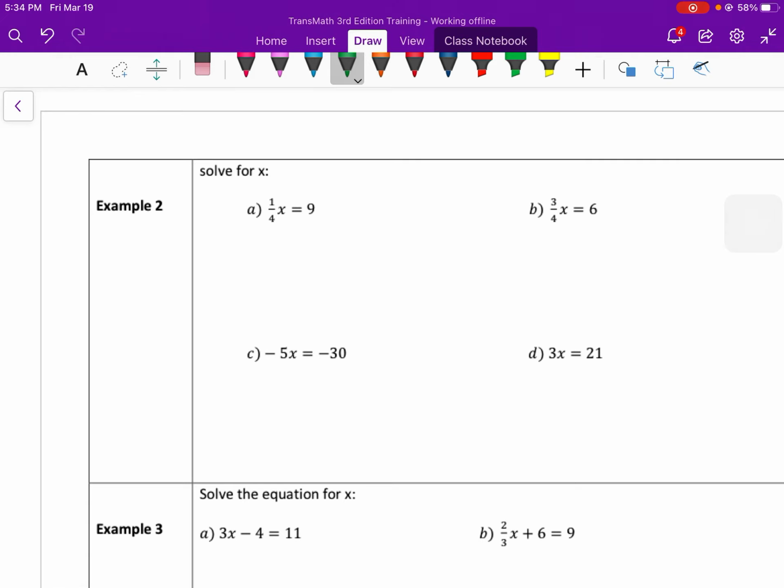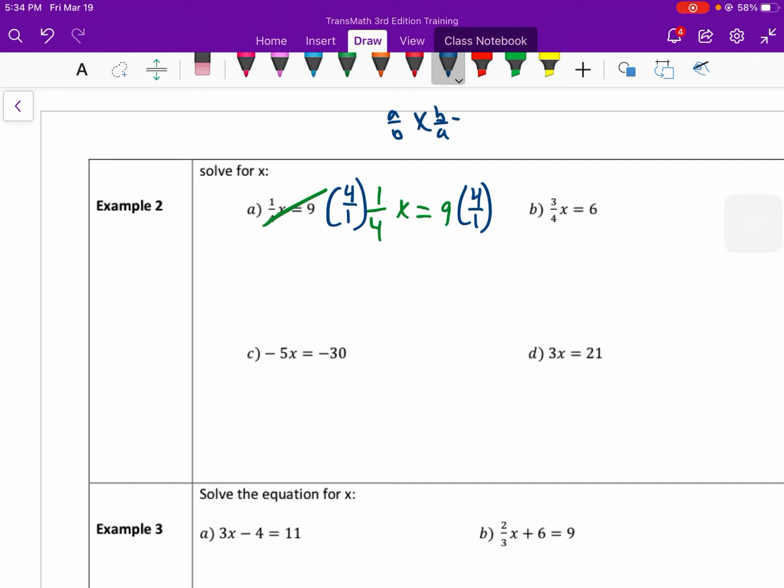Solving using a reciprocal or inverses. A reciprocal is an inverse. Again, I like to rewrite it just so I have some room. 1/4 x equals 9. So the inverse, if it's a over b, is going to be b over a. So this is 1/4. So my inverse, we're going to multiply both sides by 4/1.